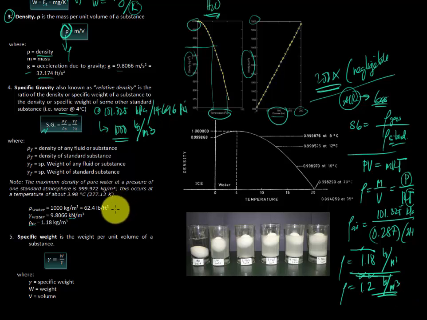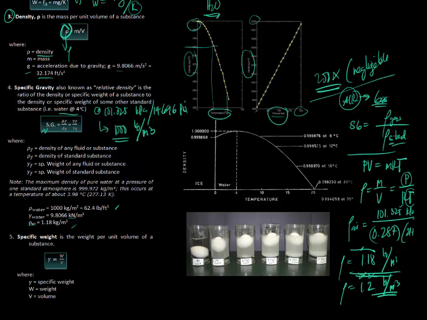So we take it here, 1000. The specific weight of water, which we will discuss later on, is 9.8066 kilonewton per cubic meter, and for air the density is 1.18 kilogram per cubic meter.